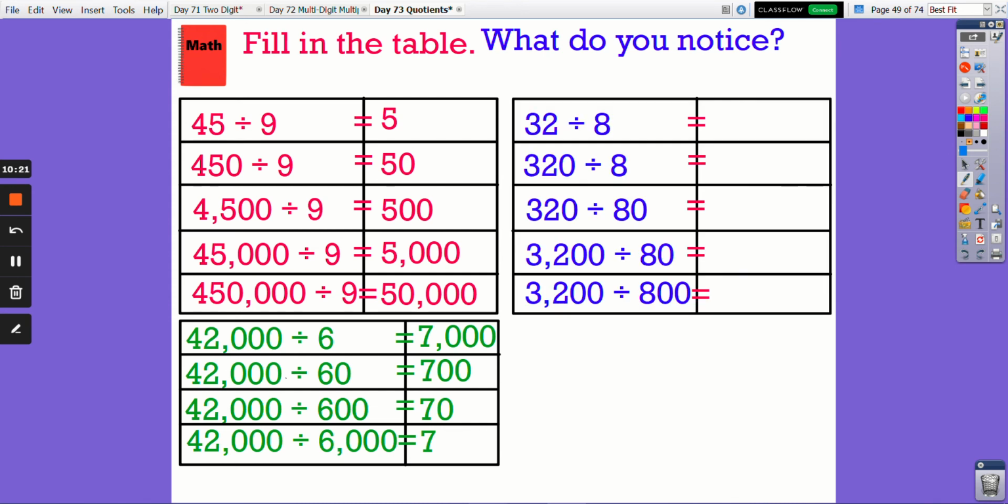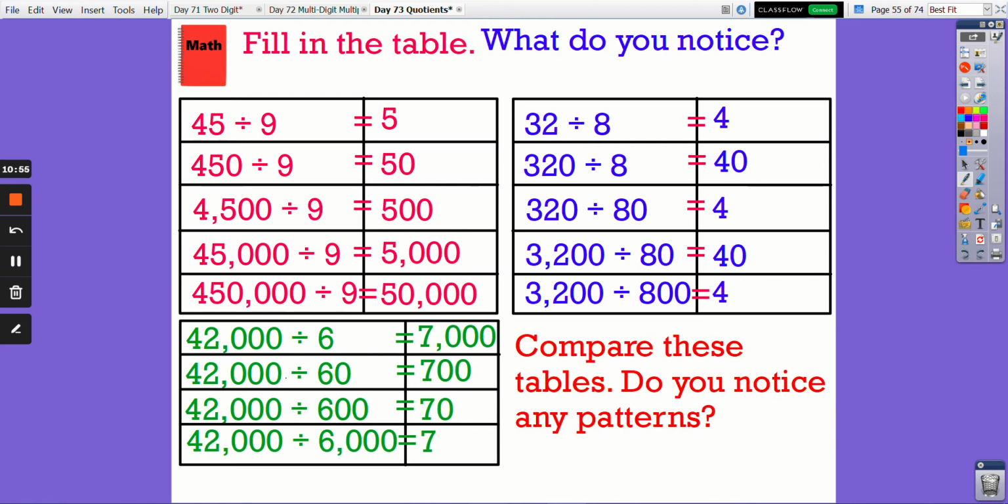We're going to explore this a little bit in the next problem. So 32 divided by 8 is 4. 320 divided by 8 is 40. 320 divided by 80, back to 4. 3,200 divided by 80, we're back to 40. And here we're going to be back to 4. So hopefully you're seeing some patterns, you're noticing some things in these tables because we're going to explore this in the next slide.